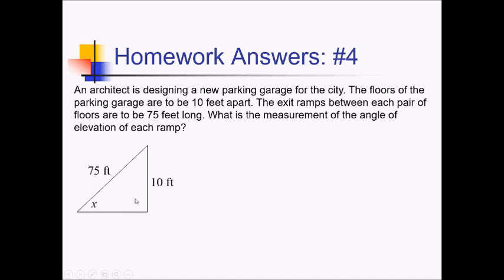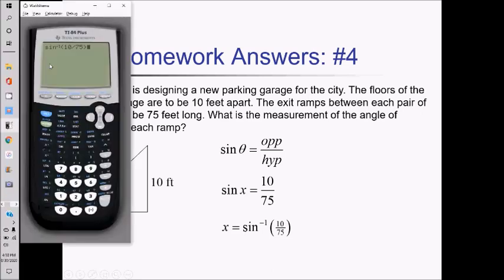So to get that, we notice that we have the side across from the angle. That's the opposite side. We also have the hypotenuse. Opposite and hypotenuse, we're talking about the SO part of SOHCAHTOA. So that's sine of theta equals opposite over hypotenuse. So we can write sine of x in this case equals the opposite side 10 over the hypotenuse of 75. Now to get the angle, I have to do sine inverse of 10 over 75. And let's see what that is on the calculator. So plugging that in the calculator, we end up with about 7.7, and that's going to be in degrees.